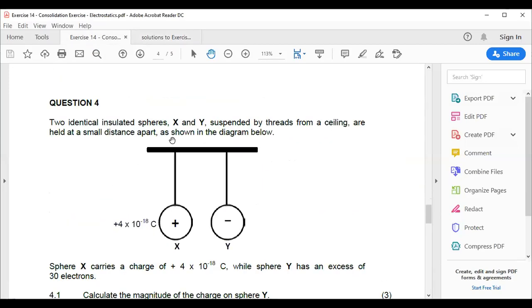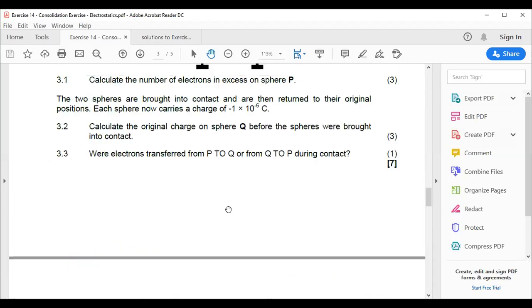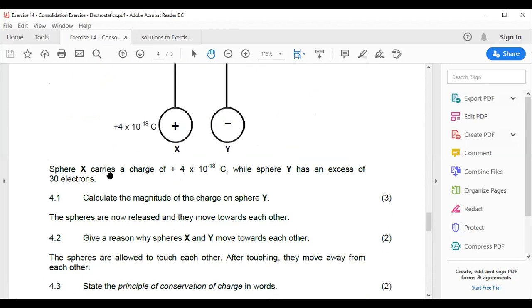Two identical insulated spheres, X and Y, suspended by threads from a ceiling, are held at a small distance apart, as shown in the diagram below. So this is what you have again: X with 4 times 10 to the power -18 coulombs, and Y with no charge. This question is similar to the top one as well. Sphere X carries a charge of 4 times 10 to the power -18, while sphere Y has an excess of 30 electrons. The difference from the top one is that there we were not given the number of electrons.